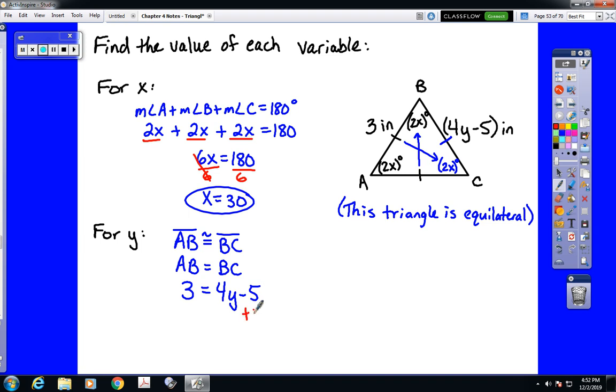To solve that, that's a 2-step equation. We're going to add 5 to each side, which will give us 8 equals 4y. Then we will divide by 4, which will give us y equals 2.